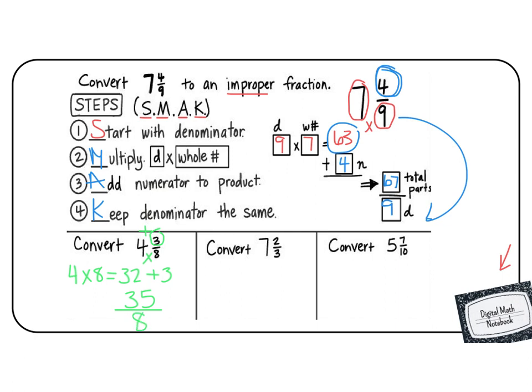Let's try it again. 7 times 3 is 21. 21 plus 2 gives me 23. And I keep the denominator, which is 3. All right, guys, last one. 5 times 10 is 50. 50 plus 7 equals 57. We keep the denominator. So this would be 57 tenths. Pause now to type your answers into your digital math notebook.